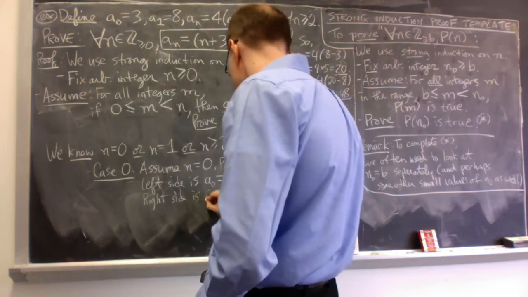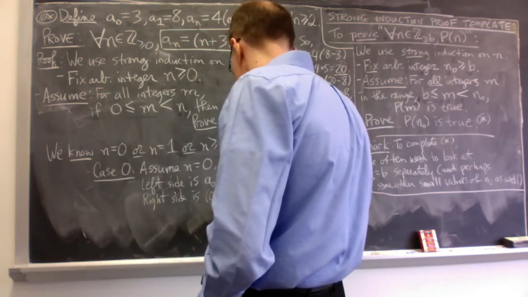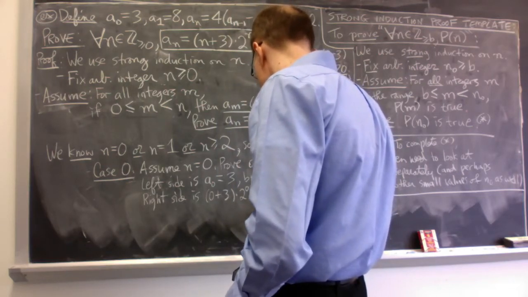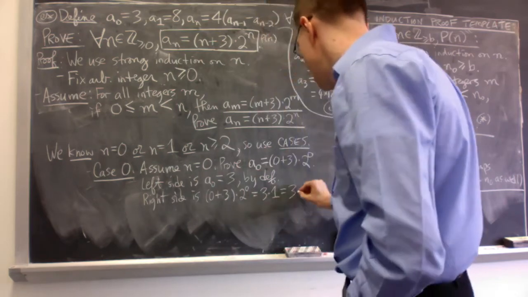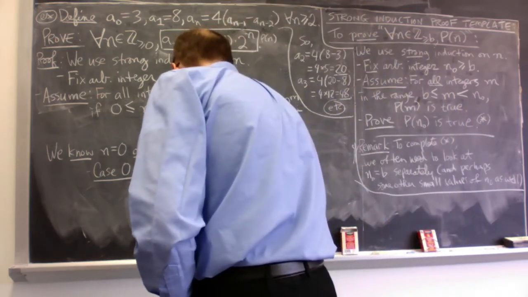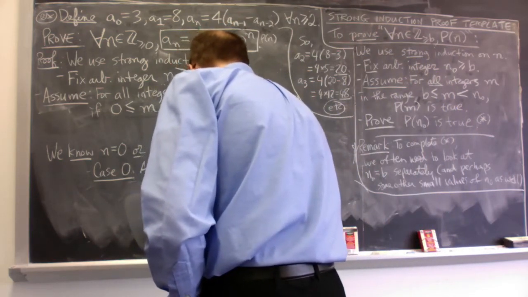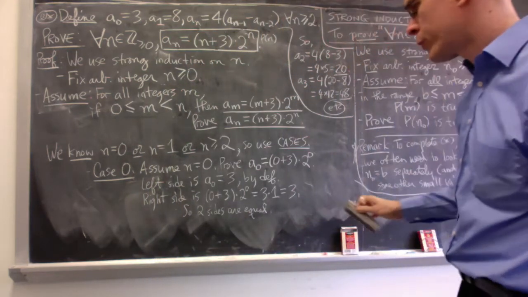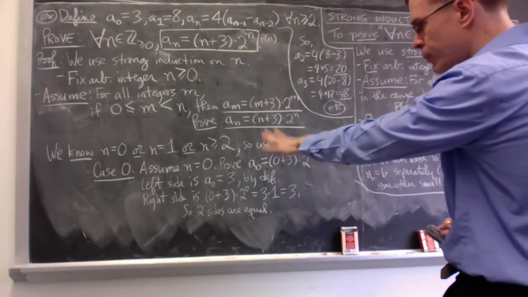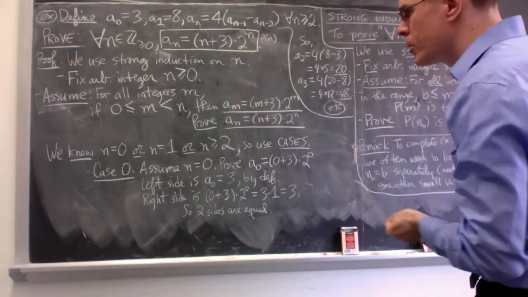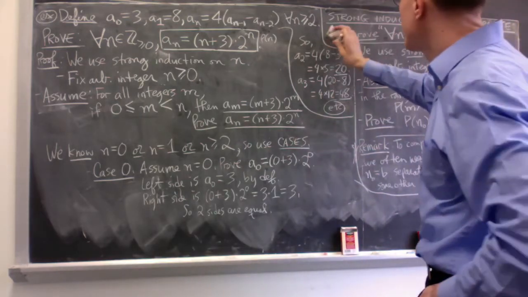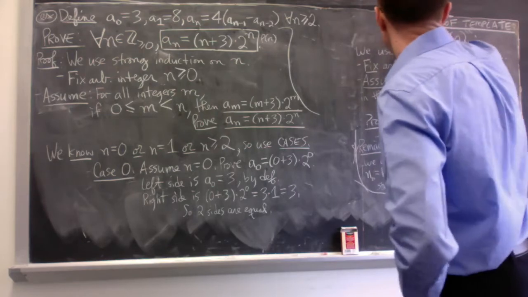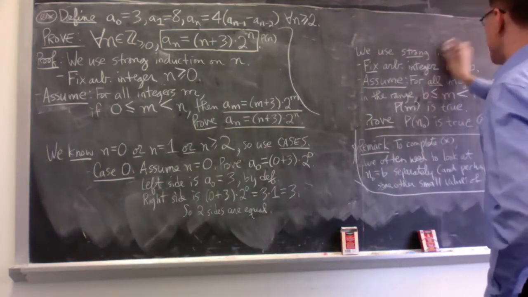okay, so we have to go through a little bit of arithmetic here. Here's the right side. So 0 plus 3 is 3. 2 to the 0 is 1. We get 3. So the two sides are equal. So that worked. Of course, for any small value of the subscript, you can just do it and see. And you're in fact required to do that as part of the base case. That was the first base case.